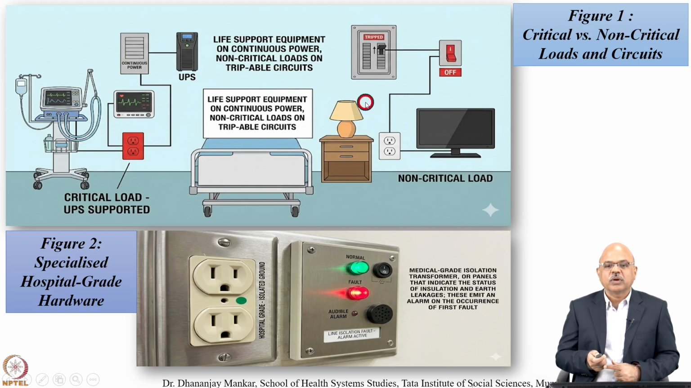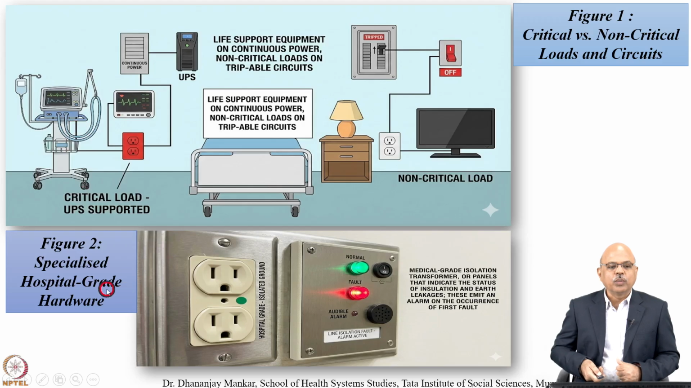So, the emphasis of the circuit is very important over here, where non-critical loads are used for the patients but do not directly lead to care, versus the equipment on this side, which is very important for patient care. So, critical loads are UPS supported, and you may find that life support equipment has continuous power, and non-critical loads are on the tripping-able circuits, where you may find that a power loss can be dealt with, but these are the instruments you cannot do without when the power supply is completely lost.